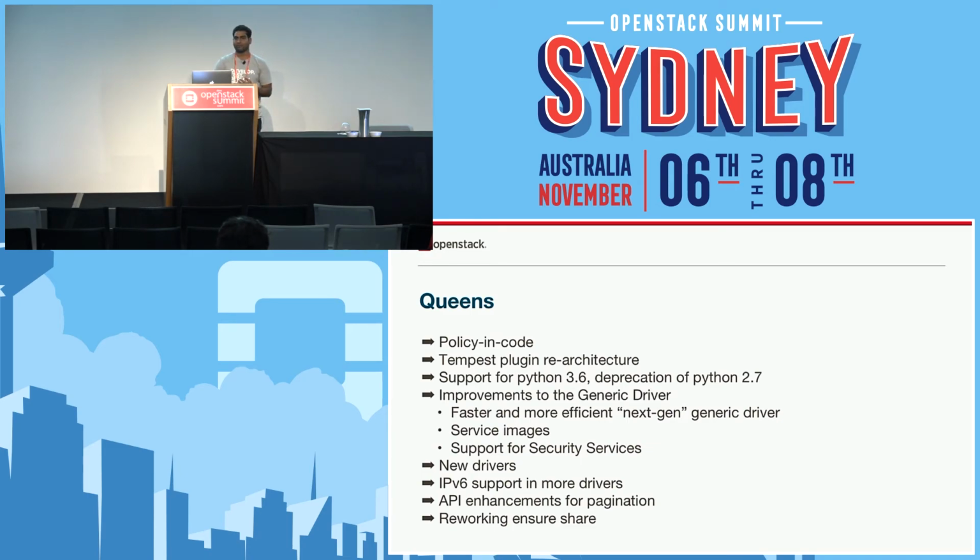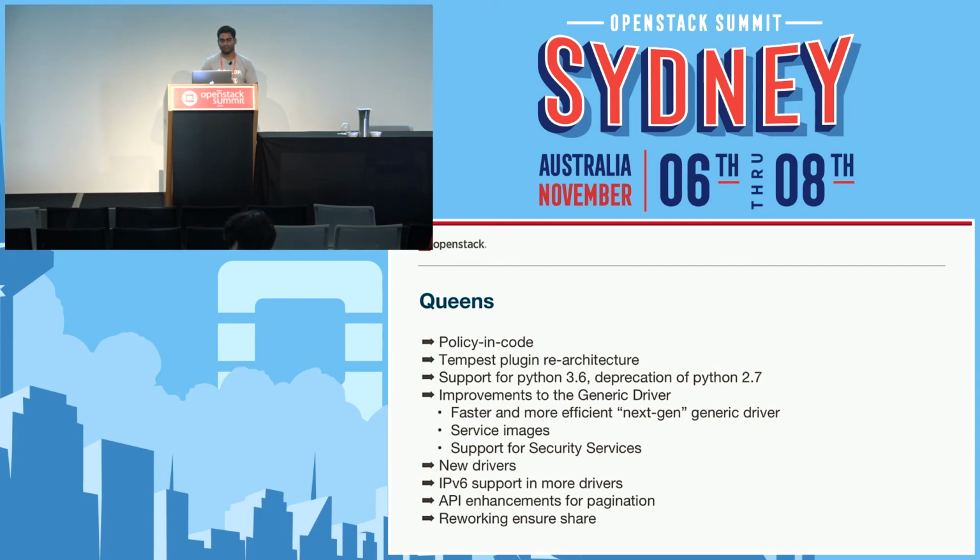The generic driver is going to get a major overhaul. We're calling it the next-gen generic driver. It's going to be better, faster, and more performant, hopefully, so we can back a lot of these people who want to get started with Manila with an out-of-the-box, free and open-source driver. Improvements are going to be in the service image space, and we're also planning on supporting security services in this release for the generic driver. There are going to be a few new drivers. We've already merged a few of these that will be showing up in the Queens release. IPv6 support will be added to more drivers, and we're going to make some API enhancements as well.